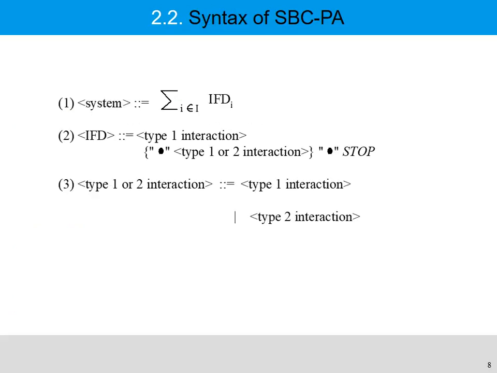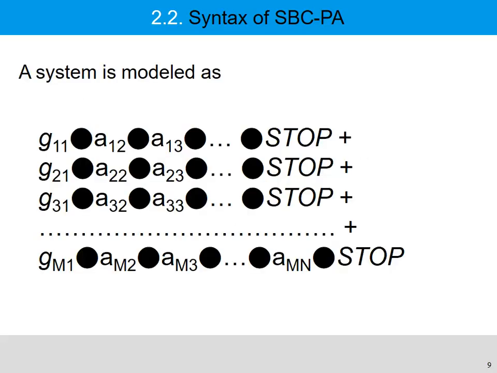SBC Process Algebra uses three Backus-Naur form rules to describe the syntax of the language. With the syntax of SBC Process Algebra, a system is then modeled as a summation of IFDs. The first IFD is represented as G11 prefix, A12 prefix, A13 prefix, and the stop expression.